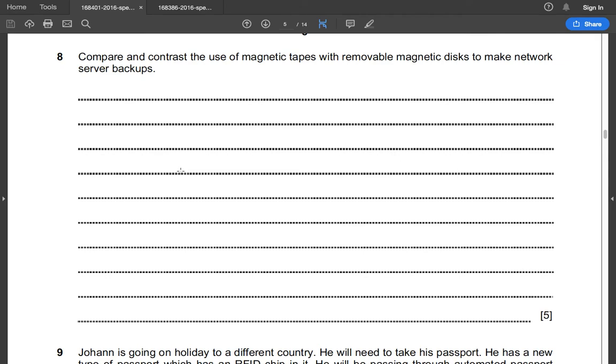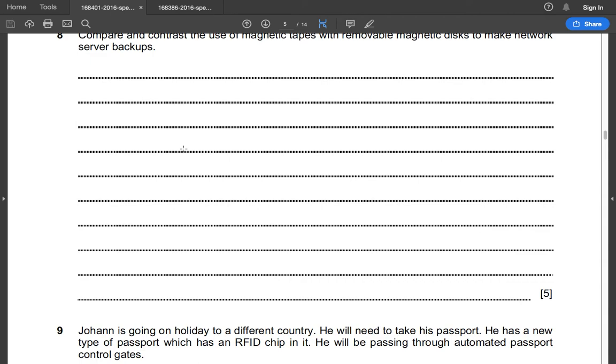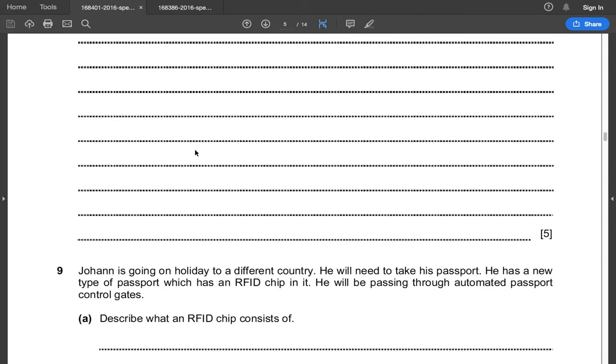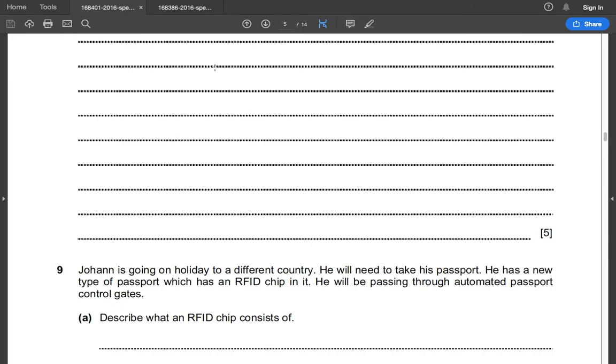Removable magnetic disks are portable and therefore can be kept in a secure location, so that just in case of a virus problem, the virus will not spread to all the files. Well, there's a backup stored which is not connected to the computer. Whereas if a magnetic tape is used, there's a probability that the data in the magnetic tape is also infected, provided that it's connected with the computer.